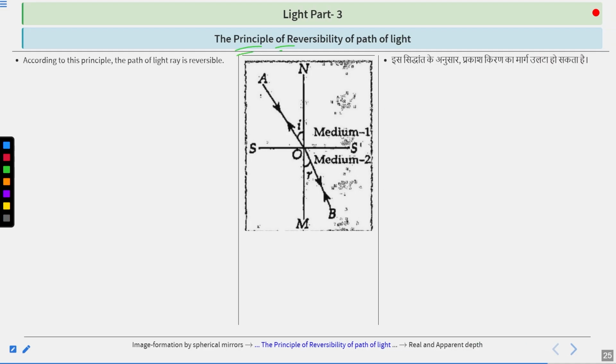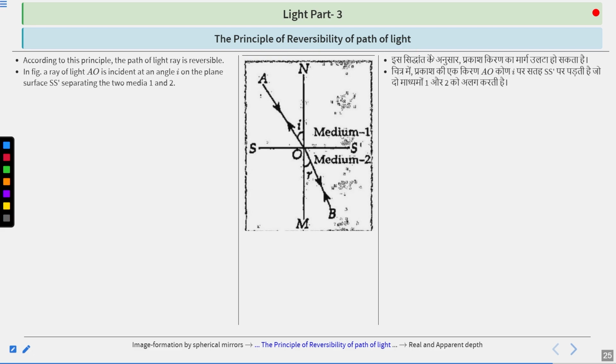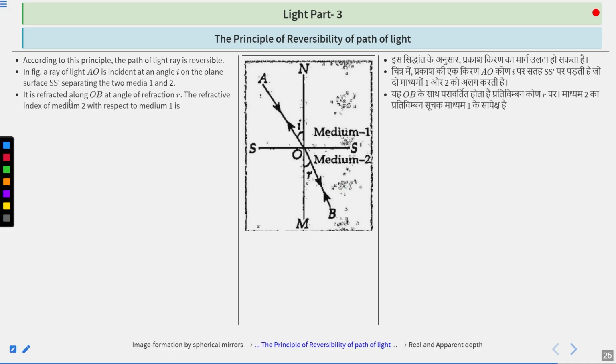Here we are going to talk about the principle of reversibility of path of light. According to this principle, the path of a light ray is reversible. In the figure, a ray of light AO is incident at an angle i on the plane surface SS', separating the two media 1 and 2. This is medium 1, this is medium 2. It is refracted along OB at angle of refraction r.